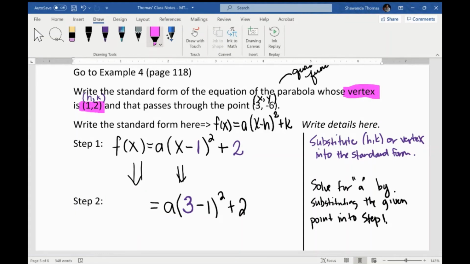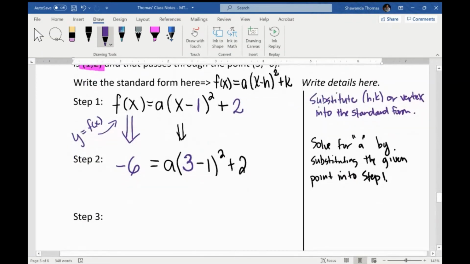How do you know you had to put a negative 6 on the left? Because that's the y. And we know that f of x equals y. So when we're trying to figure out what to plug in for f of x, we know that y is the same thing as f of x. So we're just making that substitution for f of x, -6. All right, we're going to solve for a. What would you do first to solve for a? Subtract 2.